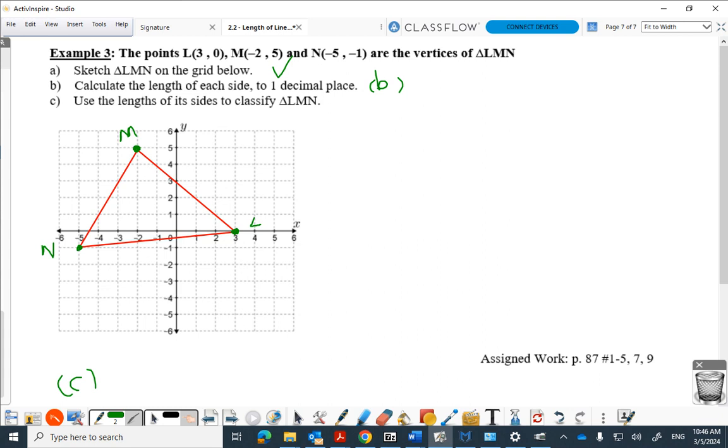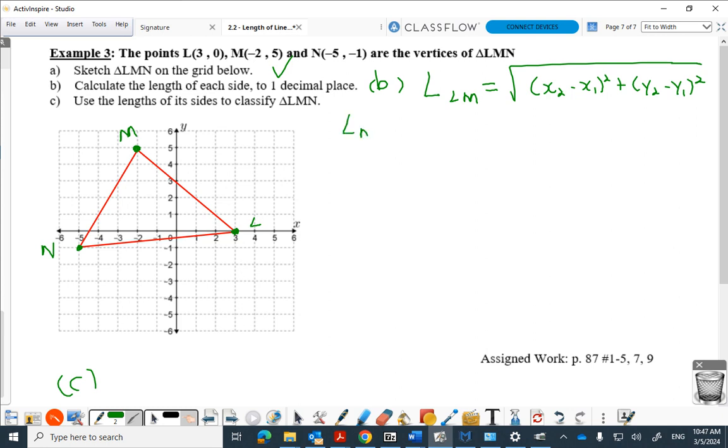length of LM. That's the one I'm going to do first. This is a good way to write it with a little subscript there. Length of LM, so I know which side I'm talking about. So that means I got to do square root x2 minus x1 squared plus y2 minus y1 squared. And let me just say it again. This is just the Pythagorean theorem with delta x's and delta y's for the sides. So LM.